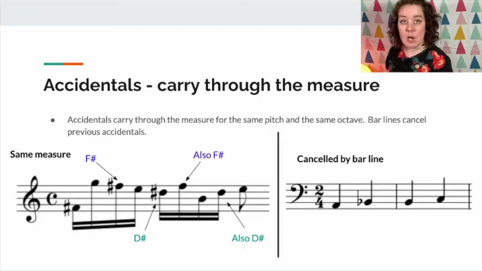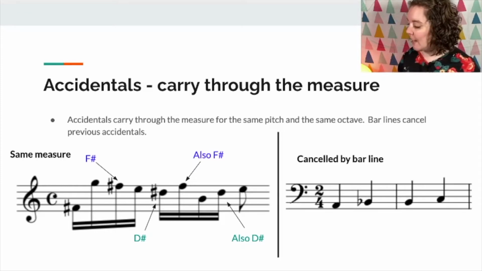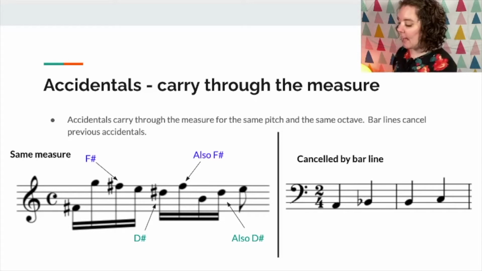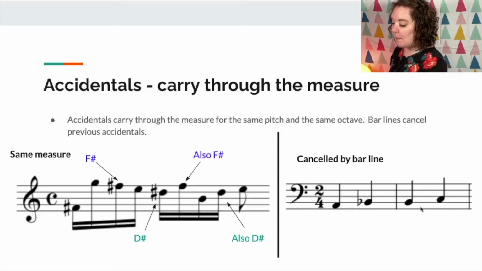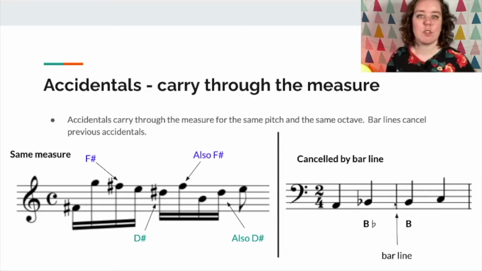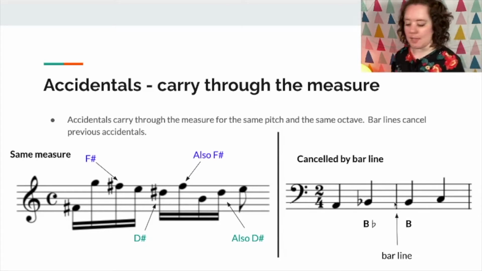And then here's how it can be canceled by a bar line. So right here we've got, in bass clef, A, B flat, and then on this side we've got a B and a C. And this B is a normal, unaffected B because that bar line has canceled out the flat that happened in the previous measure.